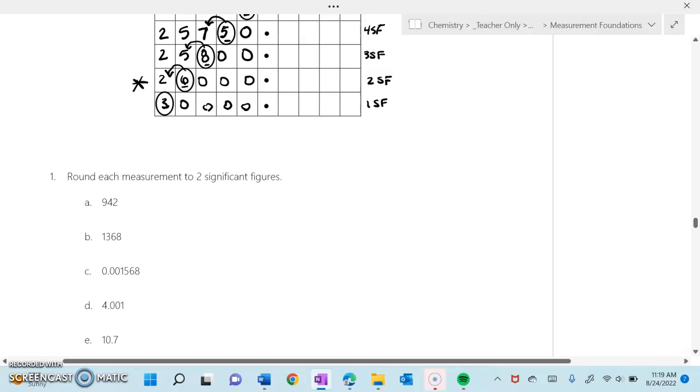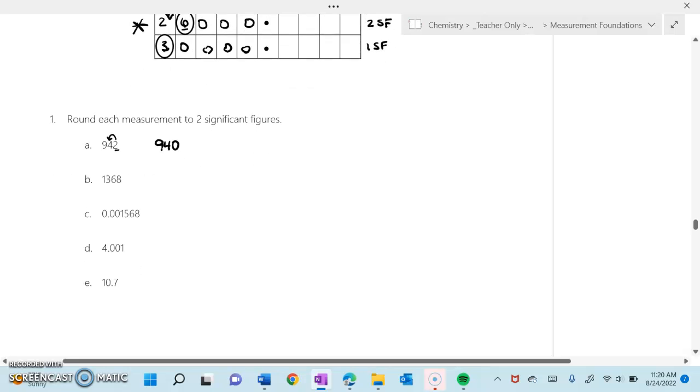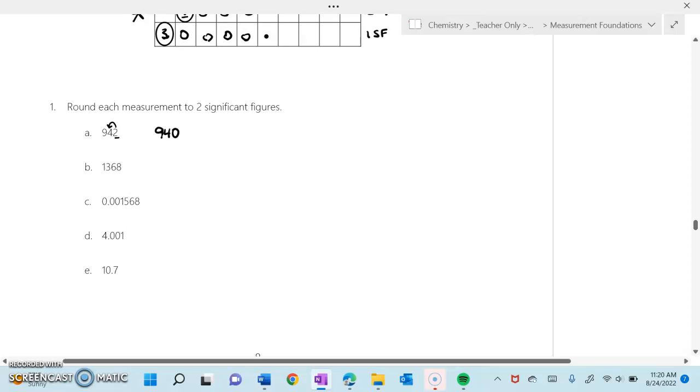942. We've got 9 and 4, that's 2 significant figures. That means our number to consider is the tens place. 2 does not bump the 4 up, so we get 940. There's our value rounded for 2 significant figures. You can do that on the rest of these values.